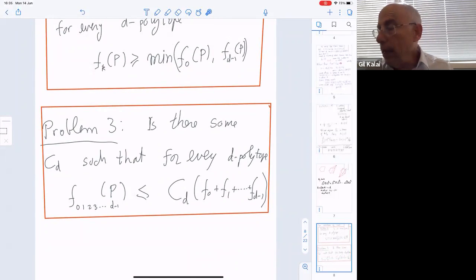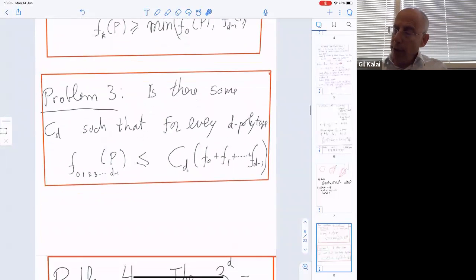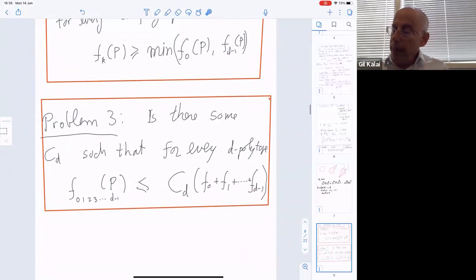I would guess that, well, I don't want to guess, but I think it would be nicer if the answer is negative, that we don't have such a simple inequality, but I don't know. You can ask it also not for polytopes, but for polyhedral spheres, which are more general objects.